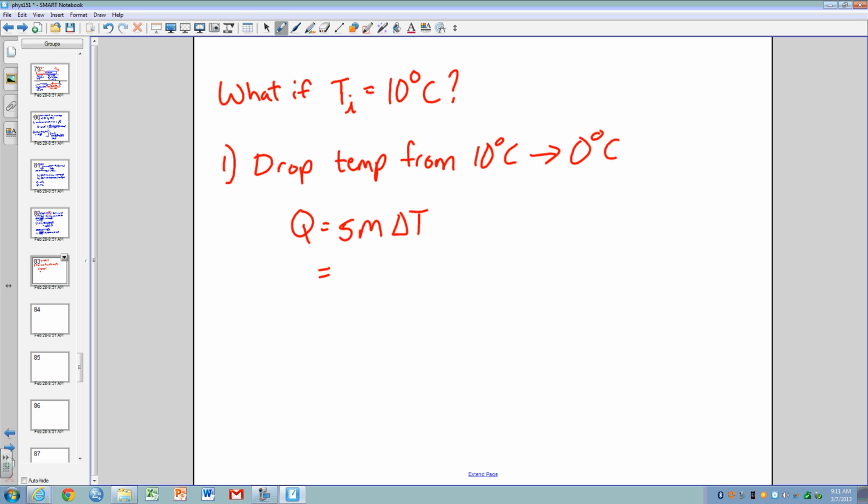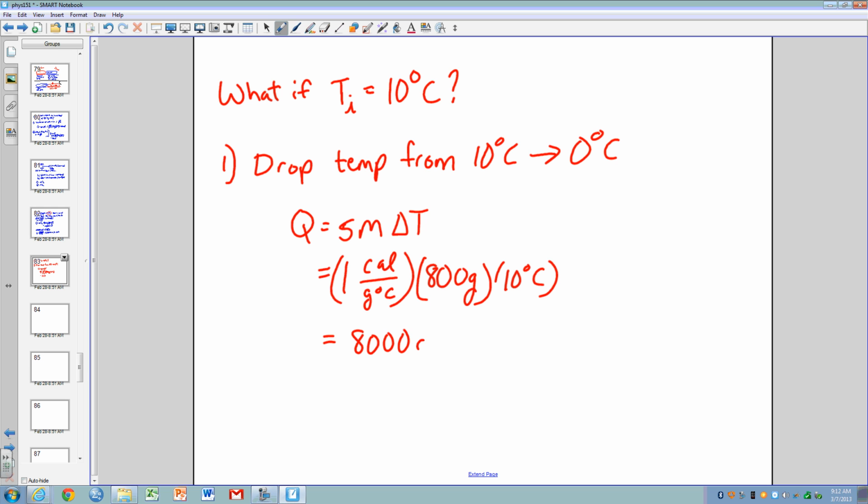The specific heat of water, I pulled it up last time, it's 1, right? That's how we define a calorie. It's 1 calorie per gram degree Celsius. The mass of this water was 800 grams in the previous example. And then my change in temperature is going to be 10 degrees Celsius because I'm going from 10 to 0. So that means that I have to take out 800 times 10, that's 8,000 calories just to go from 10 degrees Celsius to 0 degrees Celsius.